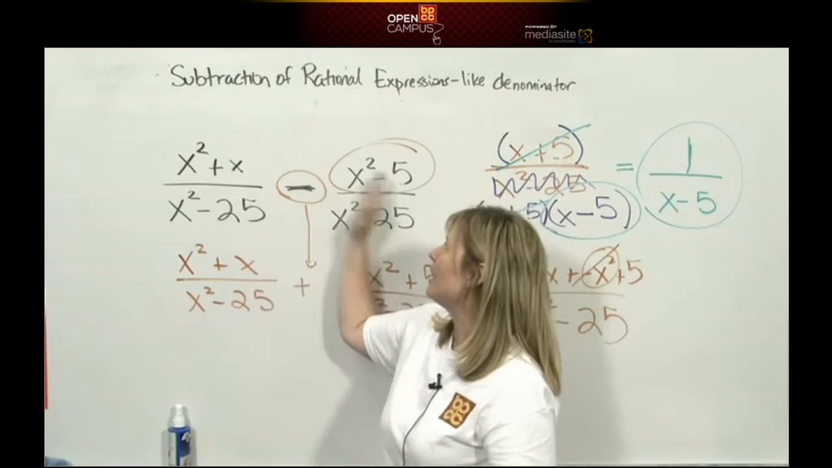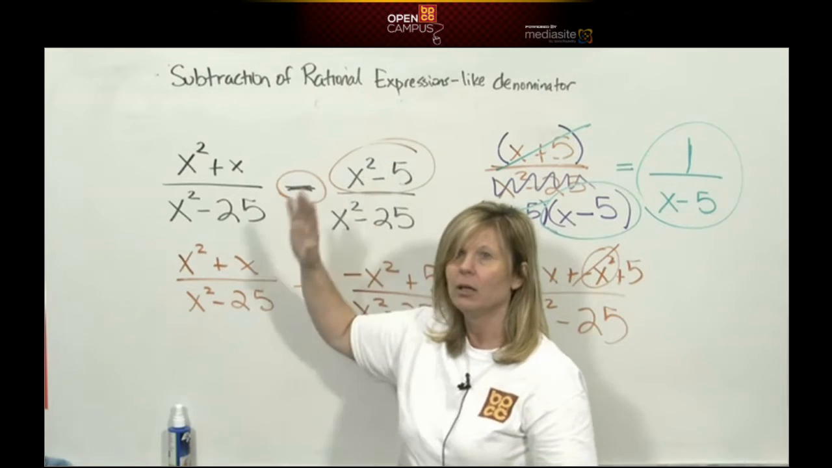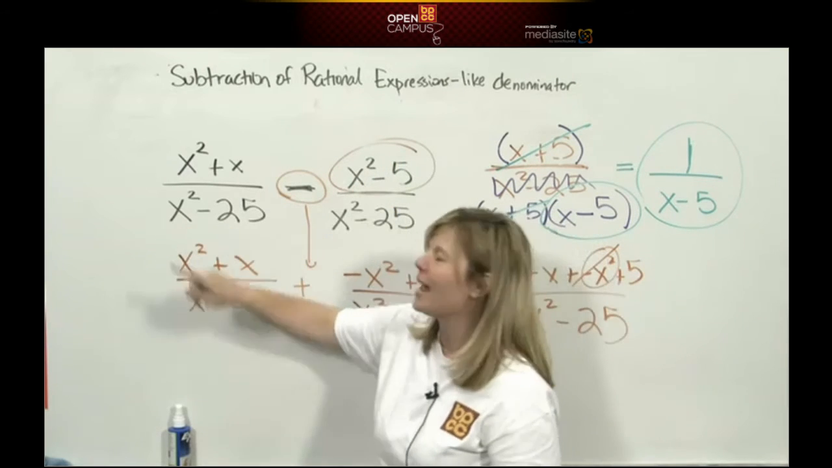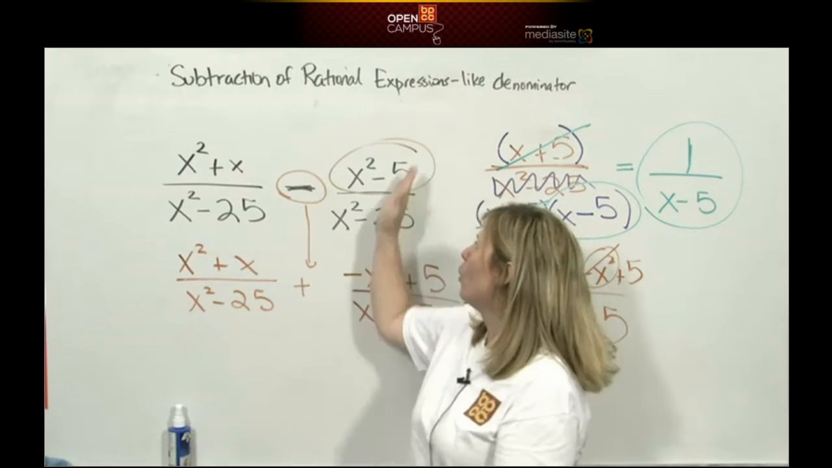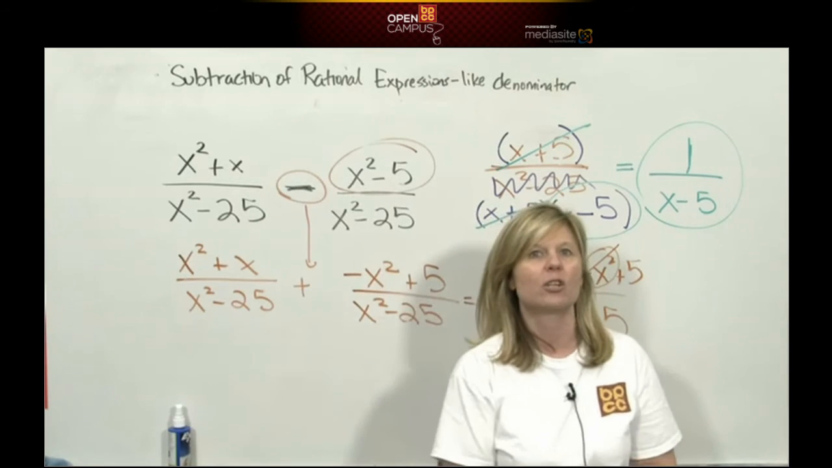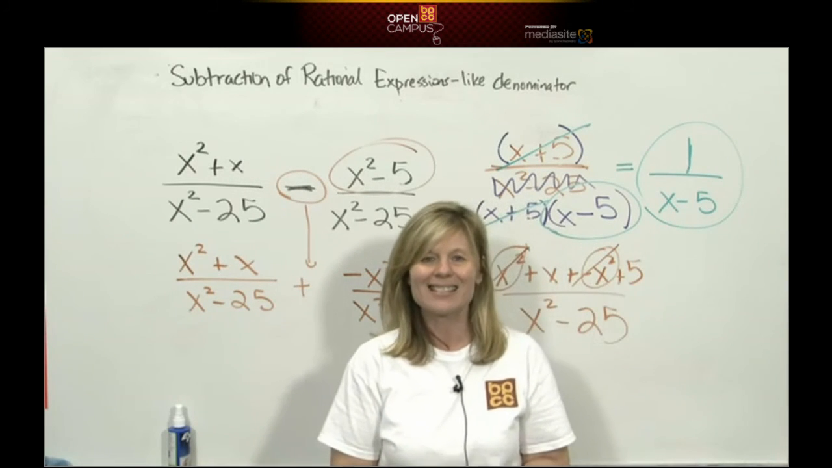I don't want to hear anything about cross-canceling here. I cannot cancel that x squared with that x squared. We are not doing division. We are not connected by multiplication. So beware of that. All right, I'll see you in the next video.